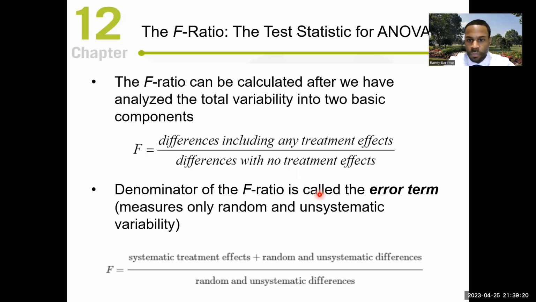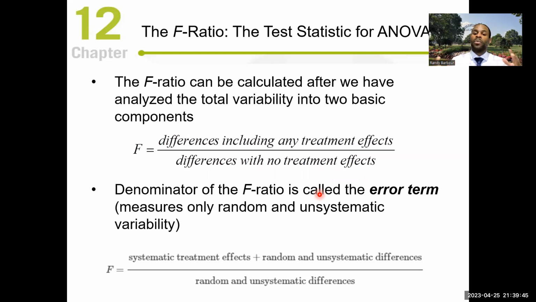So then what happens? When we calculate our between group variance, our within group variance, and the total variance, then we have to create our ratio. And that ratio can be calculated only after you have your total variability, and then you break it into those 2 components. The numerator is the between group variance, and that's looking at the variance between the means.